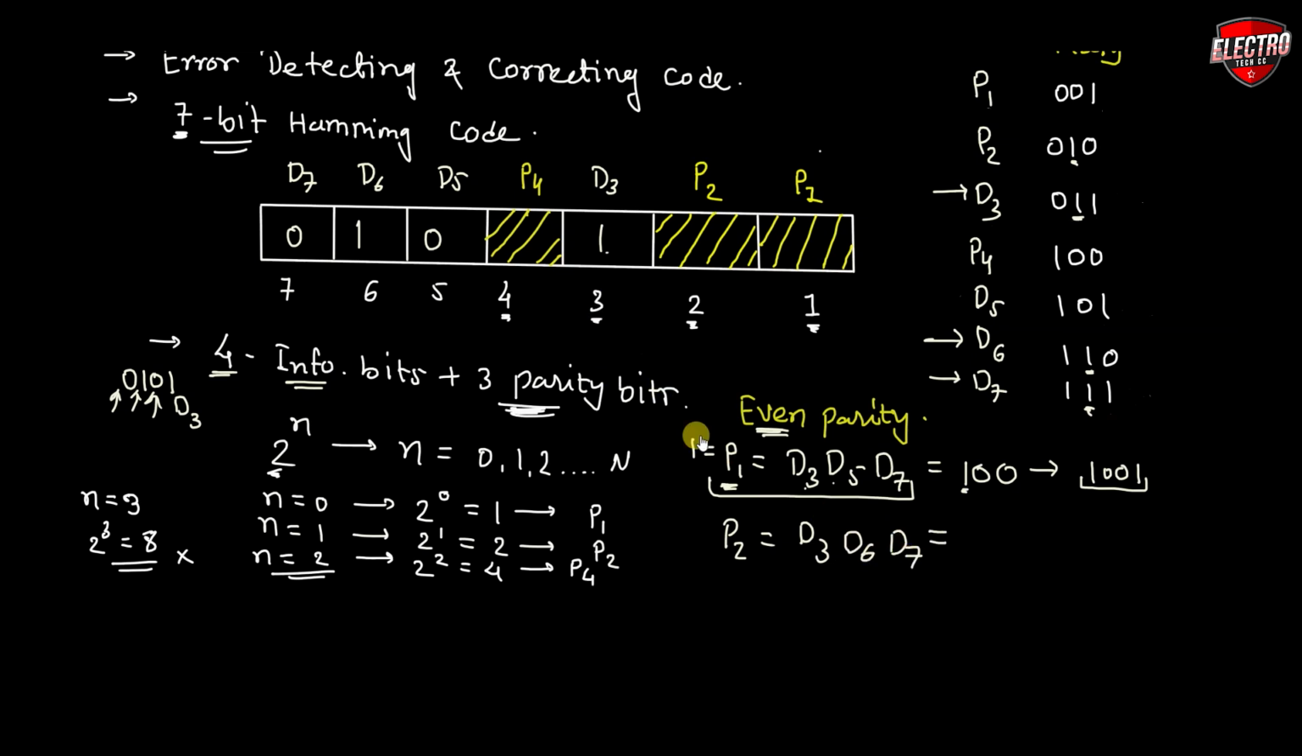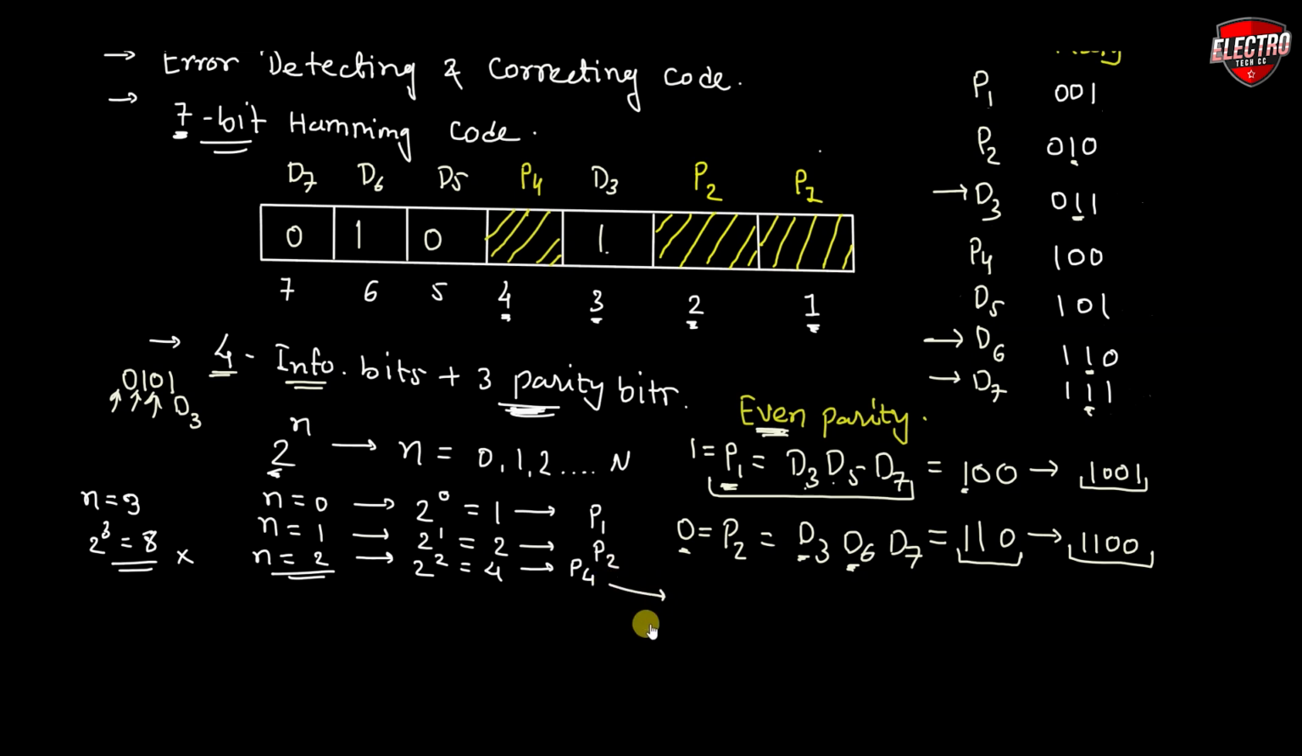In our message signal, the value for D3 is equal to 1, the value for D6 is equal to 1, and the value for D7 is equal to 0. Now if we want to make an even parity, the number of 1s in this message is equal to 2. So we will add parity bit equal to 0 for even parity. That means the final answer is 110 and the parity bit is also 0. So the number of 1s in this message is equal to 2, and 2 is an even number.